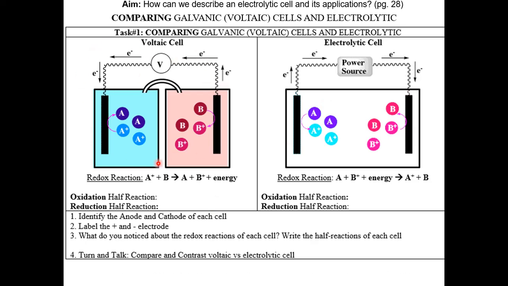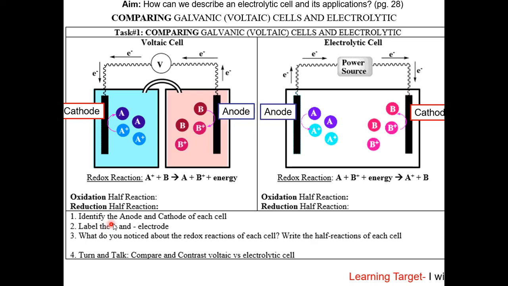The Voltaic cell is on the left and the electrolytic cell is on the right. Let's first label the anode and cathode in each cell. In both cases, electrons travel from the anode to the cathode. Next, we're going to label each electrode as positive or negative. In a Voltaic cell, the cathode is positive and the anode is negative. In an electrolytic cell, the anode is labeled positive and the cathode is labeled negative.